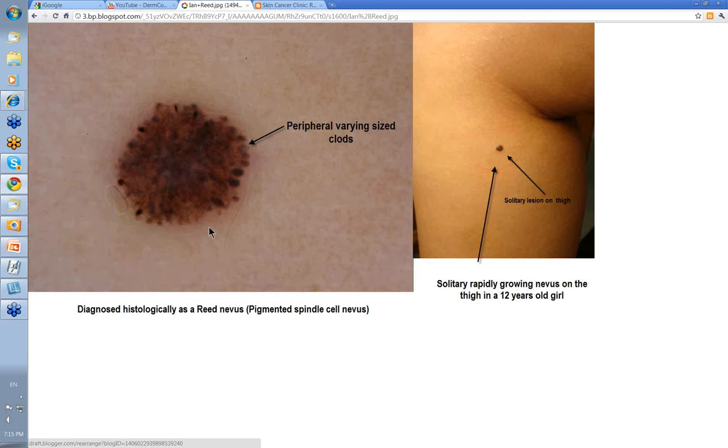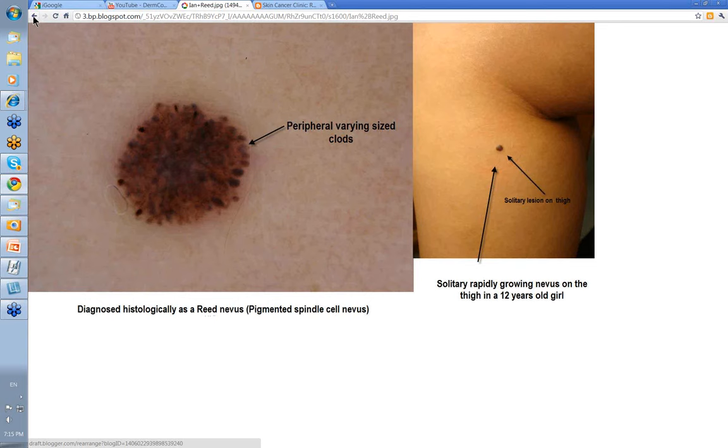Their parents did want this excised, we excised it. And it was diagnosed as a reed nevus, although this is the pattern that I commonly associate with a spitz or a growing nevus. But presumably, histologically, it was regarded as a reed nevus because there were pigmented spindle cells that were seen on the histology. And this is often what makes pathologists give it the appellation of a reed nevus rather than a spitz or a growing nevus.